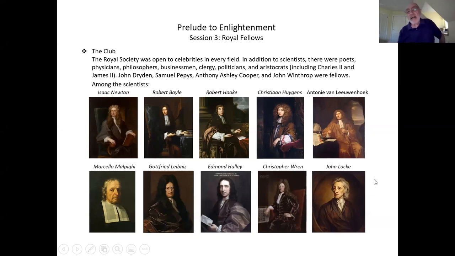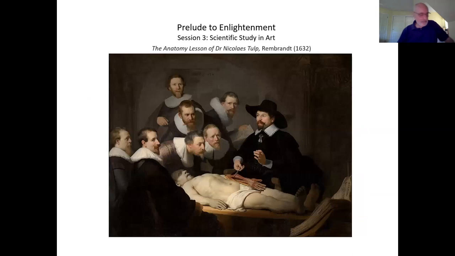I include John Locke because of his publications. It isn't so much that he's a scientist, but he's a great commentator on the epistemology that underlies science, empirical theory. And that is something that we will talk about a lot later on. And finally, and I'm actually ending early today by a bit.